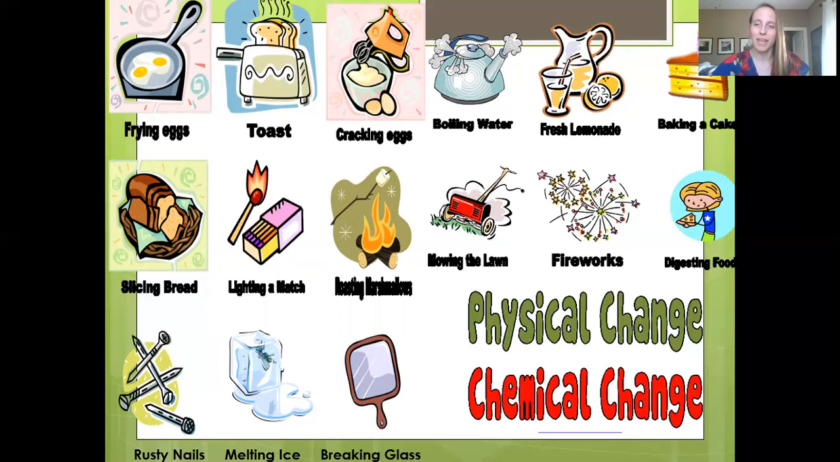Baking a cake, that will be a chemical change. You'll have a change in color and a change in smell associated with that. Slicing bread, that is just a physical change. You're just cutting it, you're not reacting it in any way. Lighting a match, that is a chemical reaction that is happening there. If you've ever lit a match, you can smell the kind of sulfury smell that comes with that, or whatever smell that is. Roasting marshmallows, again, there's a color change there, so that's chemical.